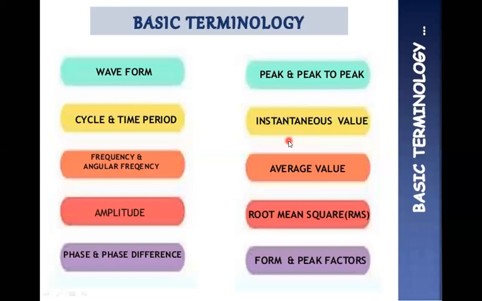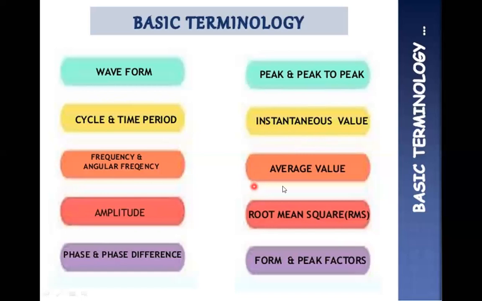Instantaneous value. This is the value of voltage or current of a wave at any particular instant, often chosen to coincide with some other event. So, for example, the instantaneous value of a sine wave, one quarter of the way through the cycle, will be equal to the peak value.